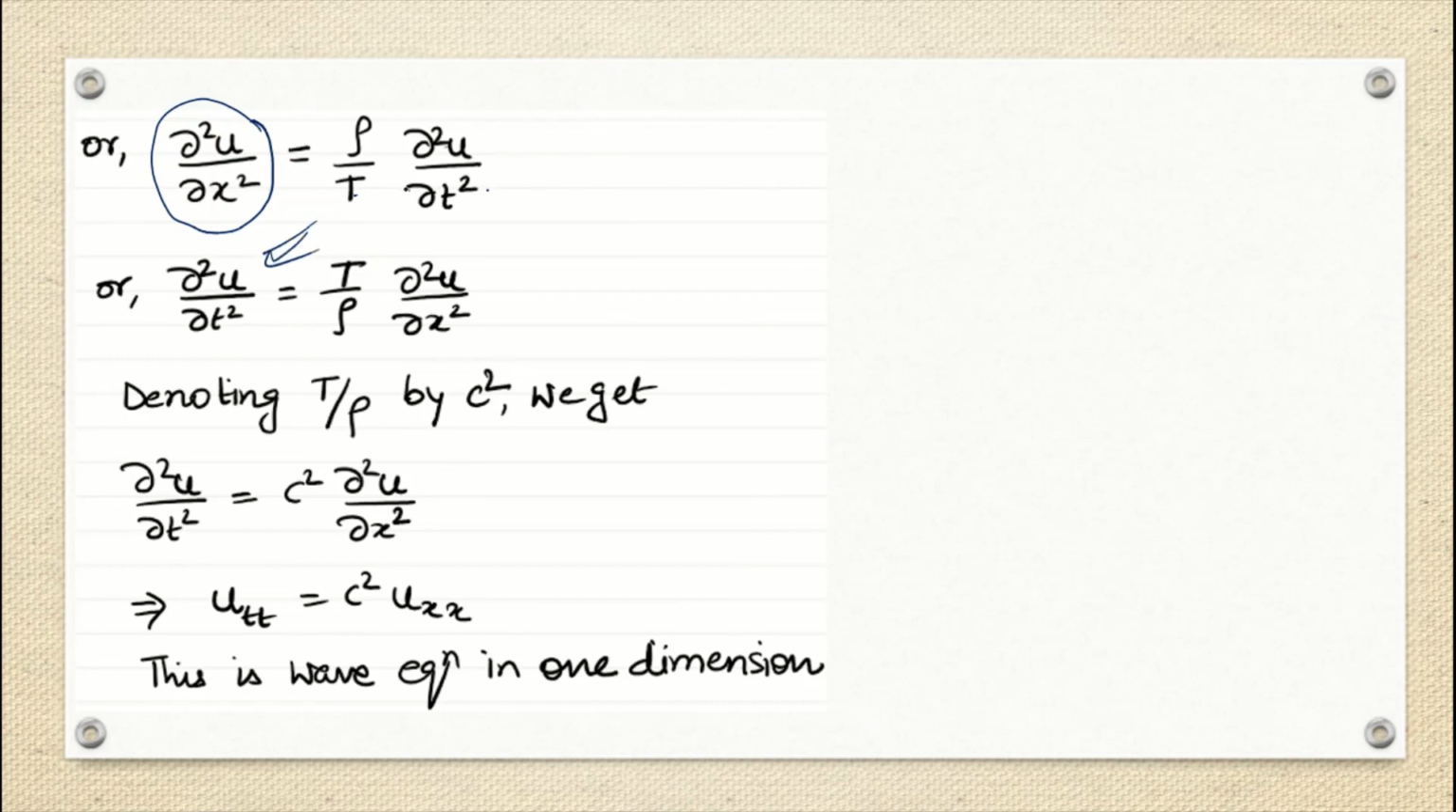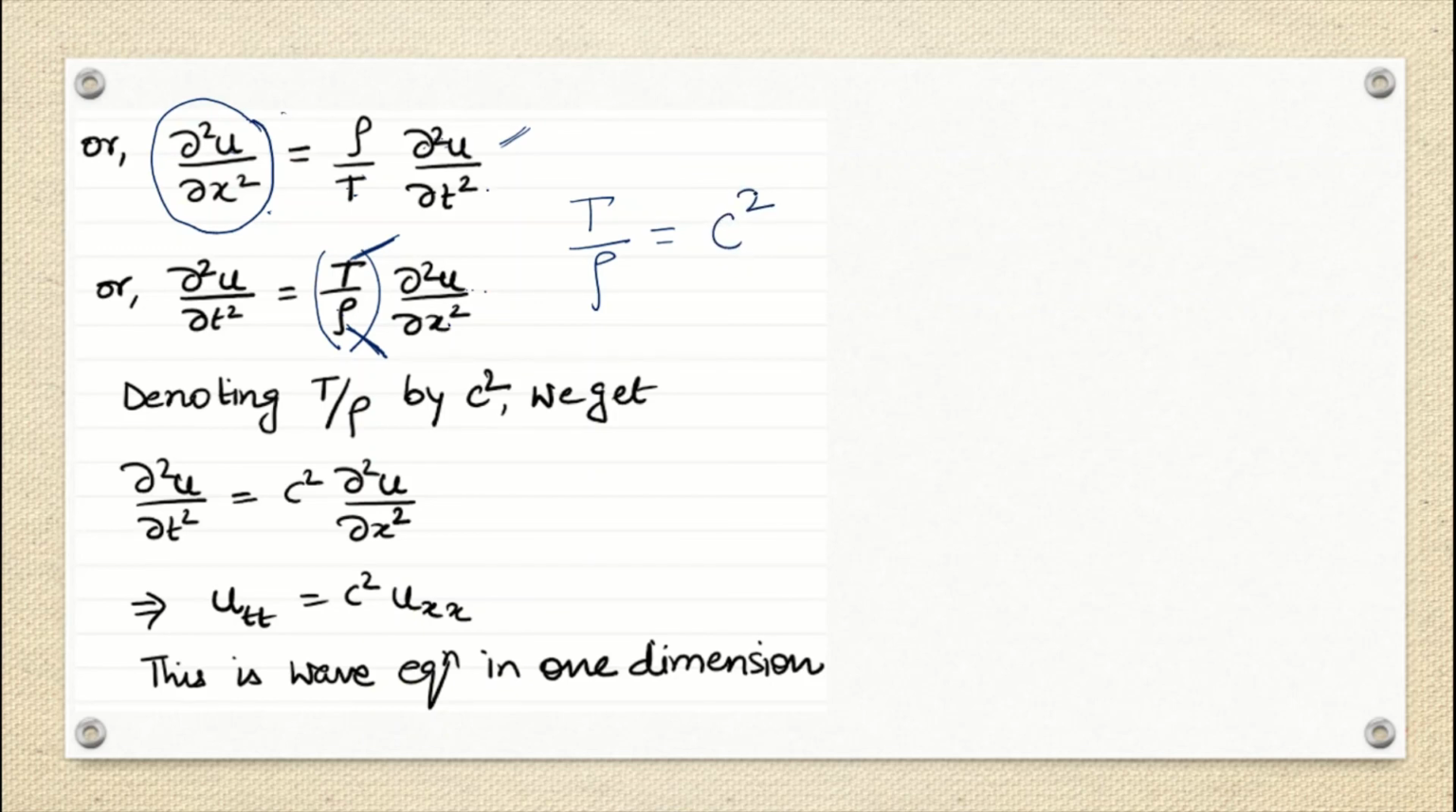Now we can write this in this way. I'm just rearranging this equation: del 2u by del t square will be t by rho times del 2u by del x square on the right hand side. Now t by rho will always be some positive quantity. Why? Because tension is positive, and rho, the mass per unit length, will always be positive. So taking tension and rho as positive, instead of writing t by rho, we replace it with c square.